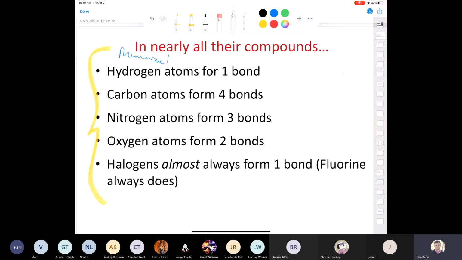Okay, so hydrogen atoms form, it should say form one bond, not for one bond. Anyhow, they form one bond like that. Carbon always has 4 bonds, no exception. If you don't believe me, think about CO2. This is our Lewis structure for CO2. Count the number of lines. 1, 2, 3, 4. Carbon always has 4 bonds.